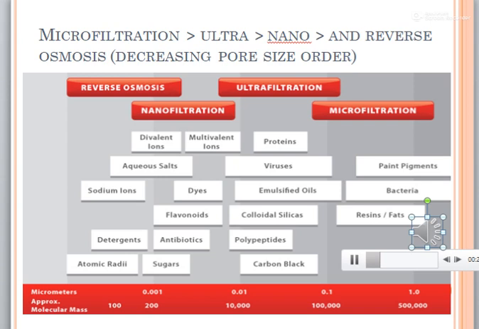Ultrafiltration is a process that is similar to microfiltration but with a smaller pore size, ranging from 0.01 to 0.1 micrometer. It is used in rejecting viruses and polypeptides, and is mostly used in protein concentration and wastewater treatment.